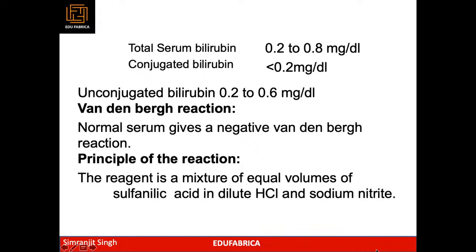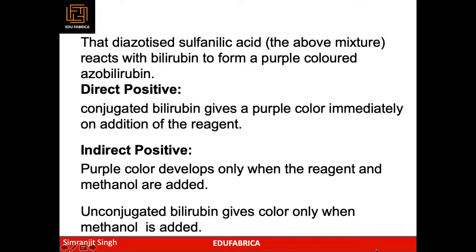The reagent that we use is a mixture of equal volumes of sulfanilic acid in dilute HCl and sodium nitrite. That diazotized sulfanilic acid reacts with bilirubin to form a purple colored azobilirubin. In the direct positive test, conjugated bilirubin gives a purple color immediately on addition of the reagent, whereas in the indirect positive test, the purple color develops only when the reagent and methanol are added. So unconjugated bilirubin gives color only when methanol is added.